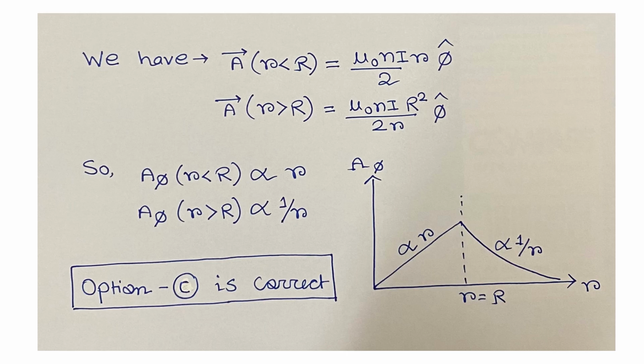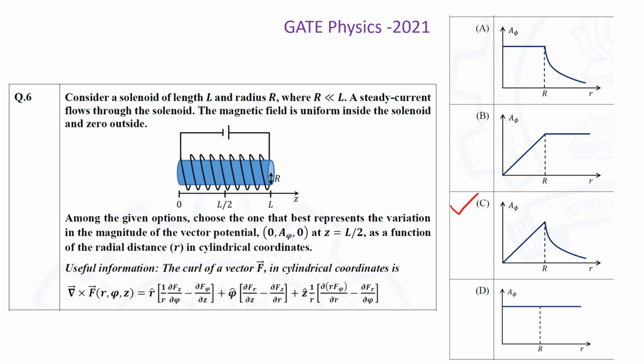As of now, we have calculated the vector potential for both inside the solenoid and outside the solenoid. If we see the expressions of vector potential, then A phi is proportional to s for inside the solenoid, and it is proportional to 1 by s in outside of the solenoid. So if we plot, the plot will look like this. Among the four options, option C is representing the variation of the vector potential as a function of radial distance s correctly.